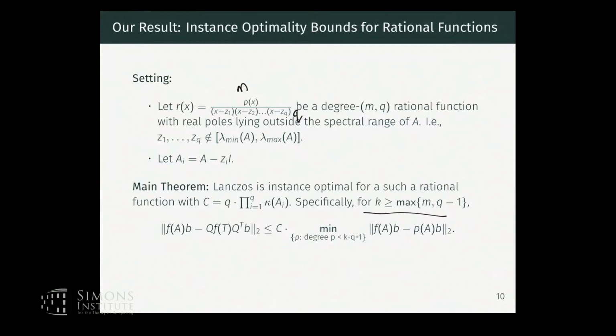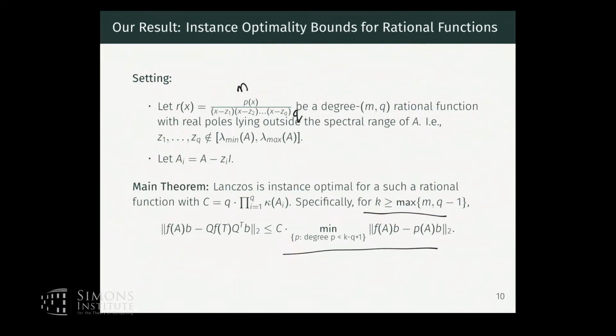The other small caveat is we don't actually compete with the best approximation. We compete with the best approximation of a slightly lower degree. So it's kind of like a bicriteria approximation. We compete with the best degree k minus q plus 1 approximation. Again, it's pretty mild. If you're running 100 iterations and q is 5, you're competing with the best 95 or 96 iteration algorithm. So it's pretty mild, but it is a slight relaxation of what we wanted to show.